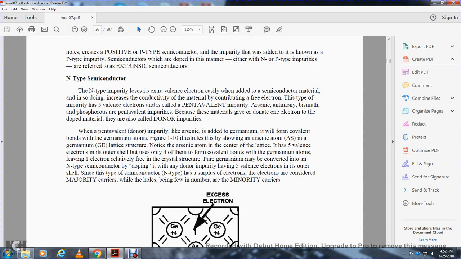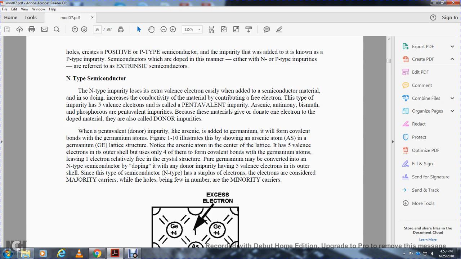When a pentavalent donor impurity like arsenic is added to germanium, it forms covalent bonds with the germanium atoms. Figure 11.10 illustrates an arsenic atom, As, in the germanium, Ge, lattice structure. Note that the arsenic atom has 5 valence electrons in its outer shell, with only 4 of them forming covalent bonds with the germanium atoms, leaving 1 electron relatively free in the crystal structure. Pure germanium may be converted to an N-type semiconductor by doping with any donor impurity having 5 electrons in the outer shell.